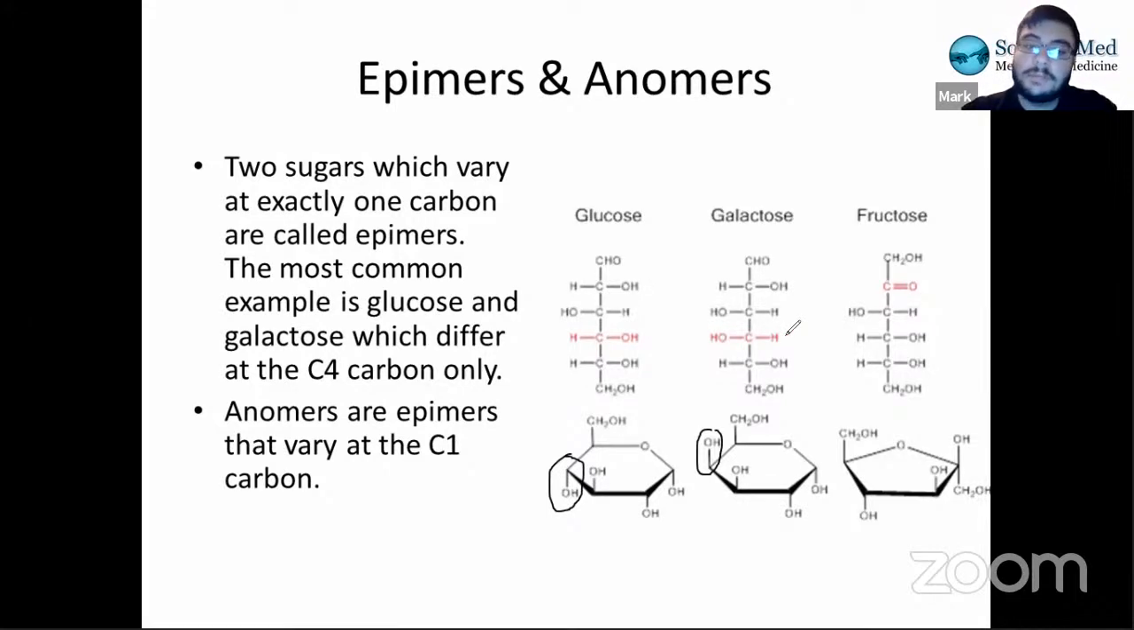Anomers are epimers, but they vary at the C1 carbon. So like I mentioned, the C1 carbon determines if something's alpha or beta. So if you have an alpha glucose and beta glucose, they are anomers of each other because they are epimers as well, because they only vary at one carbon, but that carbon is the C1 carbon. So anomer is a more specific, more descriptive word for that.